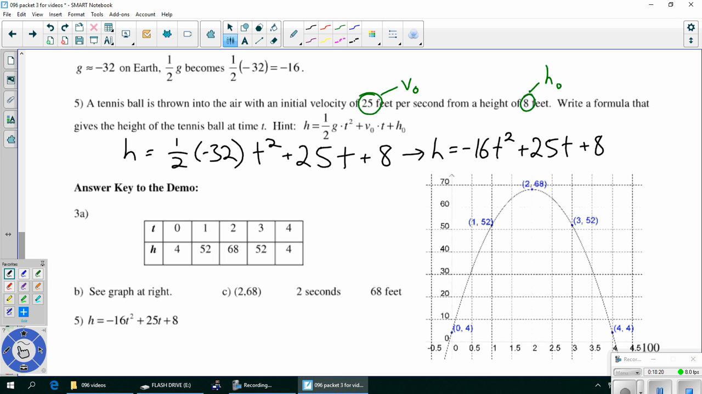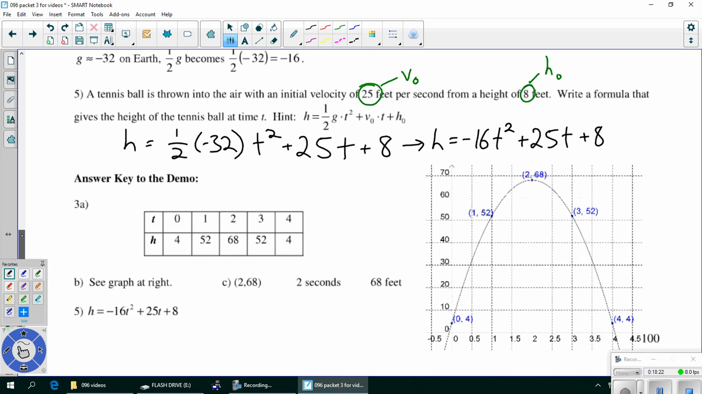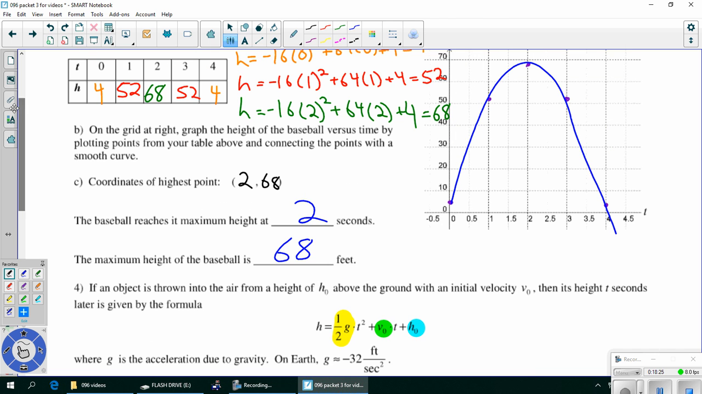Now, mind you, this formula breaks down once the ball hits the ground, right? Like we drew our parabola up here for this other problem. The parabola itself goes under the t-axis, right? But the ball cannot have a negative height. So the formula breaks down once you hit the ground.